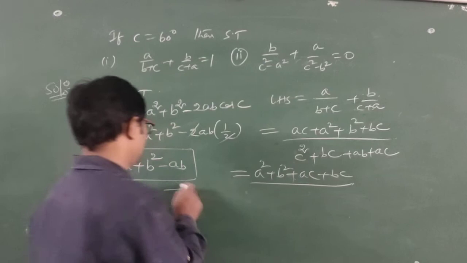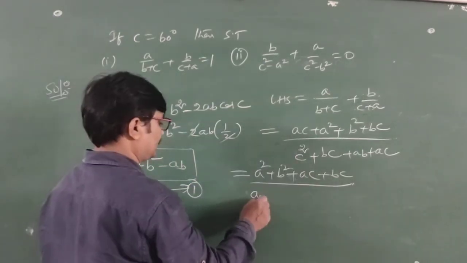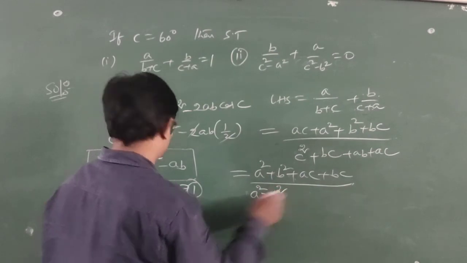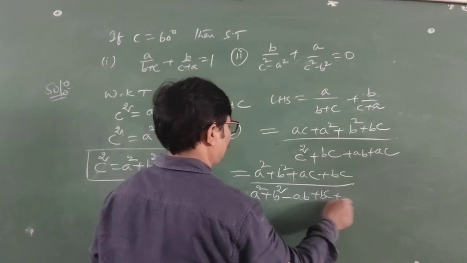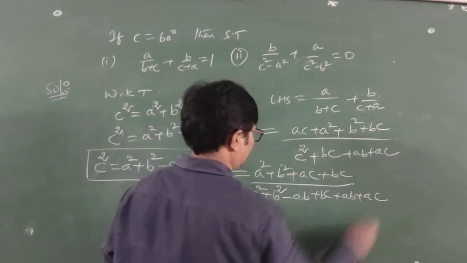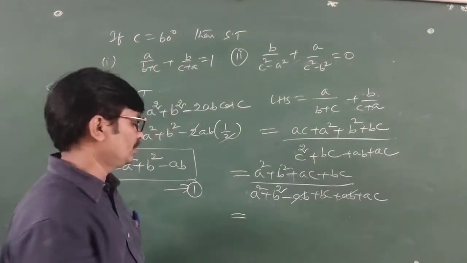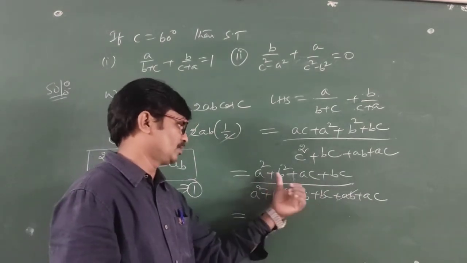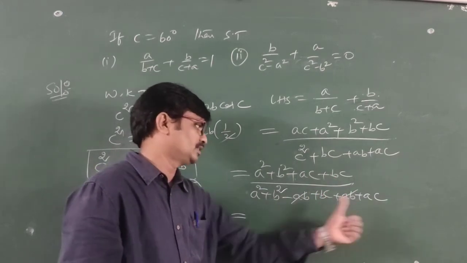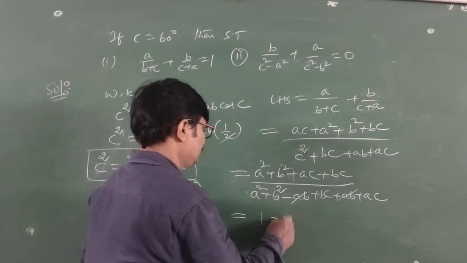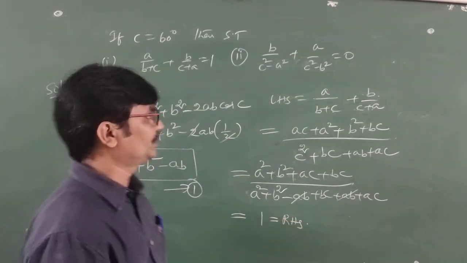What is c², students, from equation 1? c² we can write as a² + b² − ab. So the denominator is a² + b² − ab + bc + ac + ab; the −ab and +ab cancel. What we observed: the numerator and denominator are the same, a² + b² + ac + bc. So students, this is the RHS. Is it clear? This is question number 1.